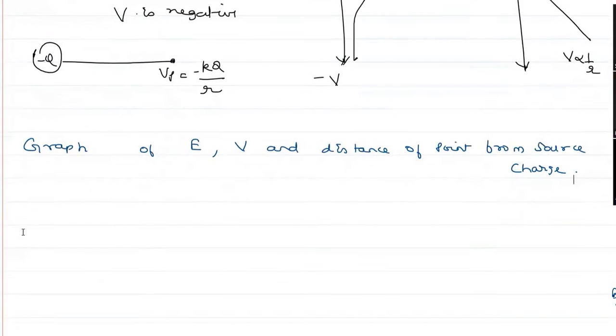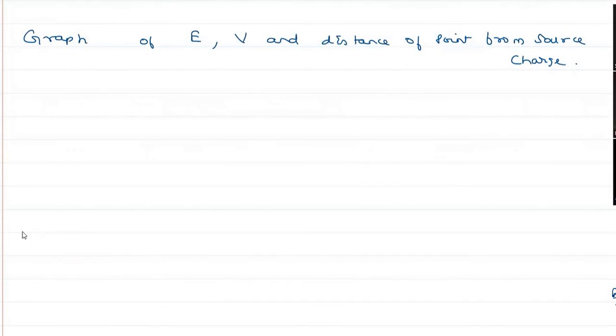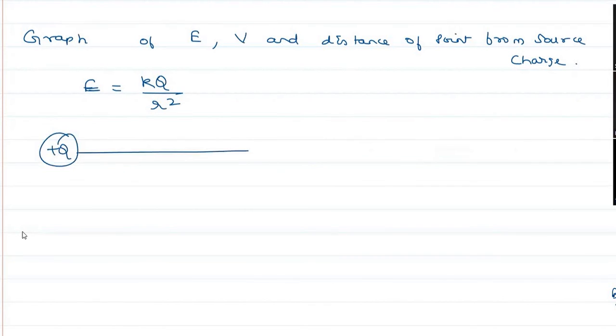Concentrate. This graph is important. We know that E, the electric field intensity at any point due to a source charge, is given by KQ by R square. Positive charge, take the same example. So this is the point P. What is the electric field at this point P? It is nothing but KQ by R square.